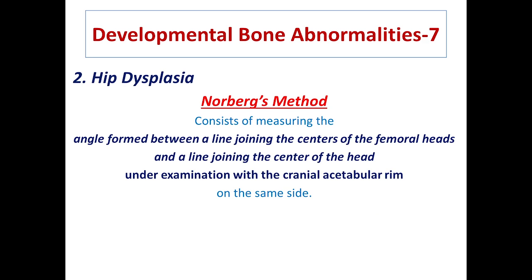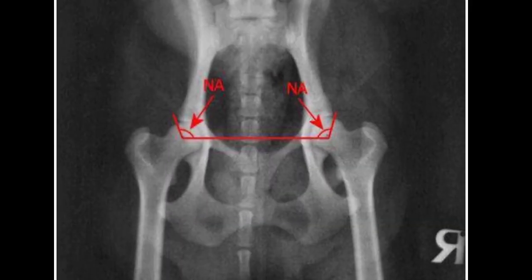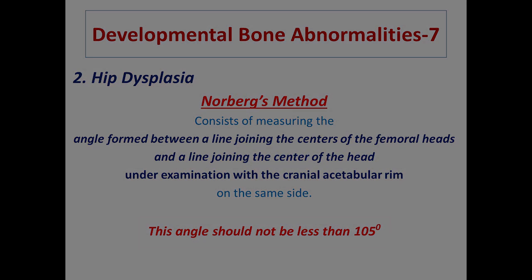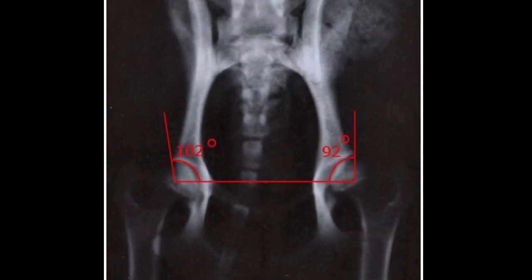According to this method, the angle is formed between the line joining the centers of both femoral heads, and a line joining the center of the head with the cranial acetabular rim on the same side. This angle should be more than 105 degrees. Here in this X-ray, you can see that in the left hip joint, the angle is 92 degrees. So this is a case of hip dysplasia.